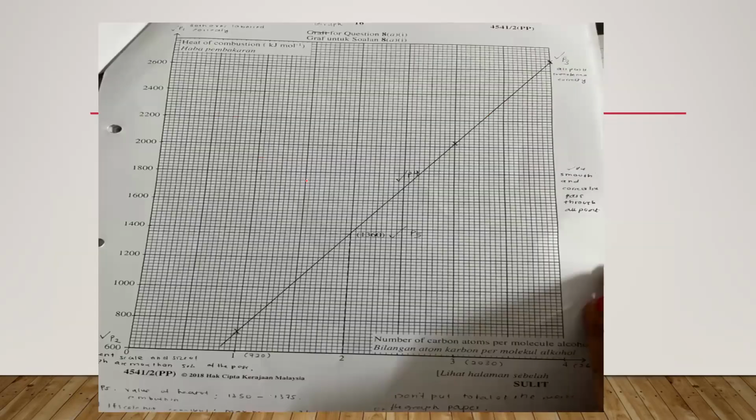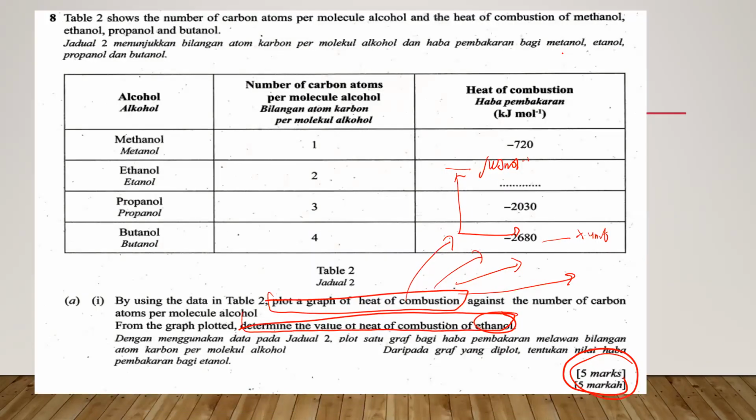So this is an example of how teacher would have awarded you marks. 1, you got all your units and axes correct. 2, it's half of my whole paper. 3, I passed through all the points correctly. 4, your straight line is touching all 3 points. What's my last point? My last point, I go back to the question: how to determine the value of the heat of combustion of ethanol, which you're supposed to find from the graph.